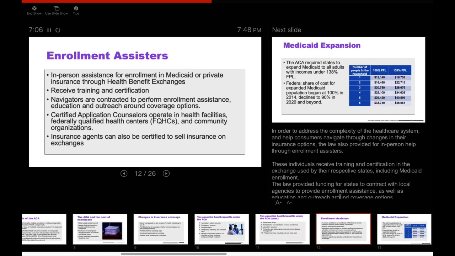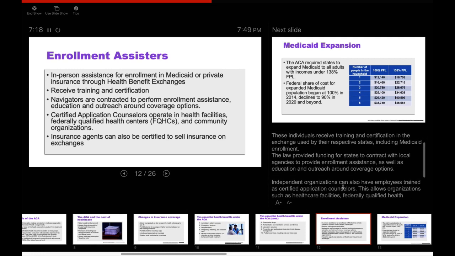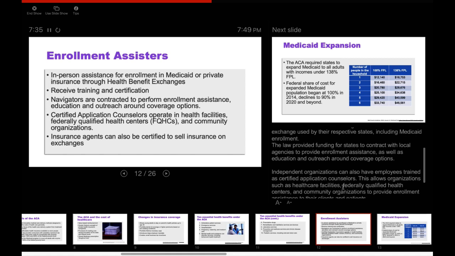In order to address the complexity of the healthcare system and help consumers navigate through changes in their insurance options, the law also provided for in-person help through Enrollment Assisters. These individuals receive training and certification in the exchange used by their respective states, including Medicaid enrollment. The law provided funding for states to contract with local organizations and agencies to provide enrollment assistance, as well as education and outreach around coverage options.